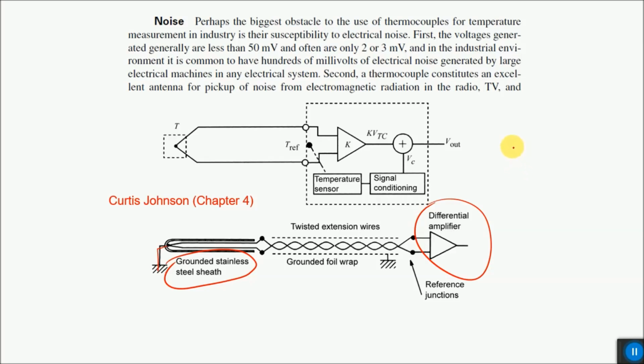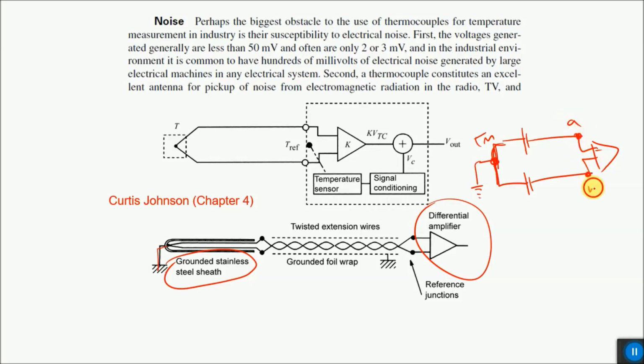So what is happening here? Let me draw the circuit again. This is our one metal. This is our measurement node. This is our second junction, and here is our differential amplifier or whatever. So this is our measurement node TM. And what if we ground this node? Would there be any effect? No, there won't be.